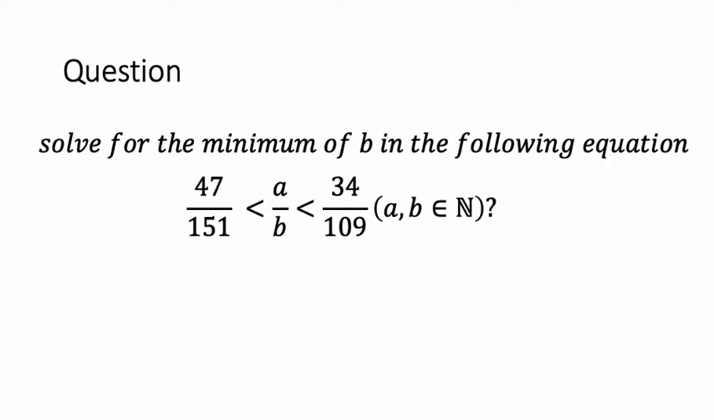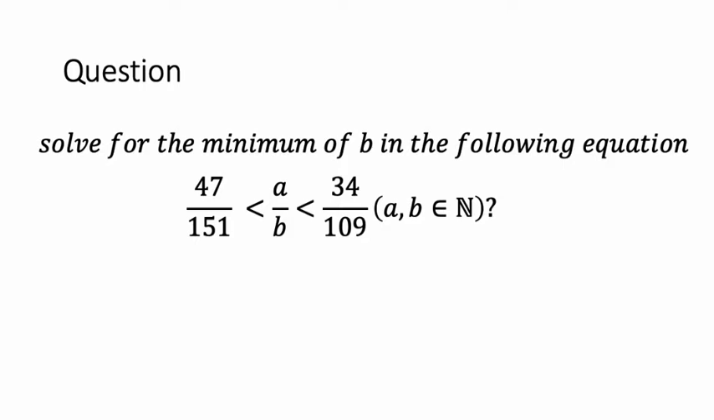Let's start with today's question. It asks to solve for the minimum of b in the following equation, where 47 over 151 is less than a over b less than 34 over 109. A, b are positive integers. This is actually the question that we left on our last lecture, and we talked about Farey's fractions and how we will find the minimum when AD minus BC equals 1. In this lecture, we'll mainly talk about this question, where AD minus BC does not equal 1.